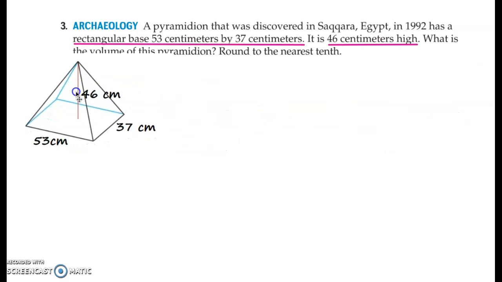Here's a quick diagram of what that would look like. Starting the same way I always have with my formula. So I know that the volume of a pyramid is 1/3 area of the base times the height. They didn't give me the base, but I do know that it's a rectangle. So that means that my base is equal to 53 times 37, or 1,961. They did give me the height of the pyramid, so I know that the height of the pyramid is 46 centimeters.